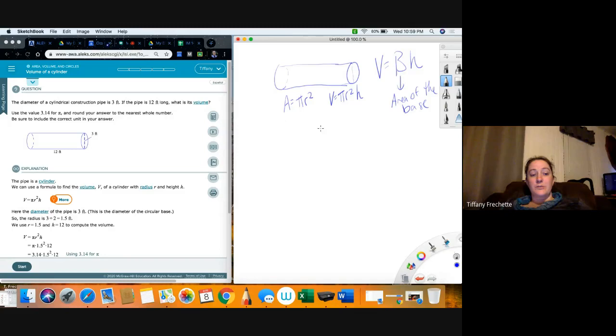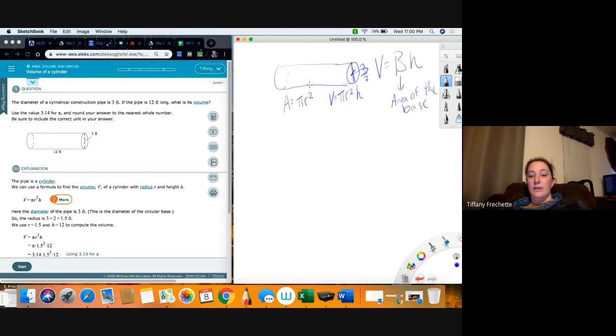So what we want to do is plug in what they're giving us. The whole line is 3. If it's going from side to side, we call that a diameter. They told us the diameter of the cylindrical construction pipe is 3 feet. Well, we want just the radius. So if we cut this in half, and I'm just drawing a line there, then we have a radius and a radius. For just one radius, we divide by 2. So we have 3 divided by 2. That gives us the radius.